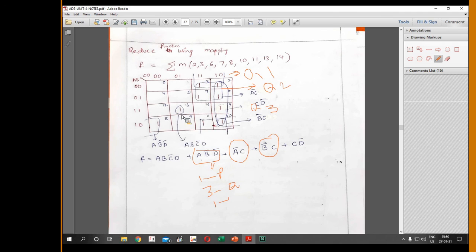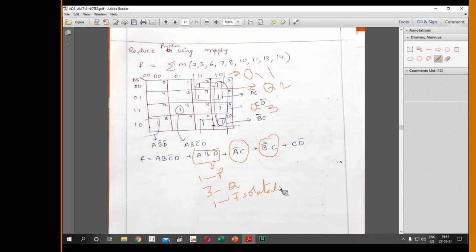So that isolated minterm is written as it is: A B C bar D. Row wise A B, and column wise this minterm has C assigned with 0 and D assigned with 1, hence C bar D. So this is your one isolated minterm. What does an isolated minterm mean? It doesn't have any possible adjacency with the already covered or uncovered minterms. That is called an isolated minterm.